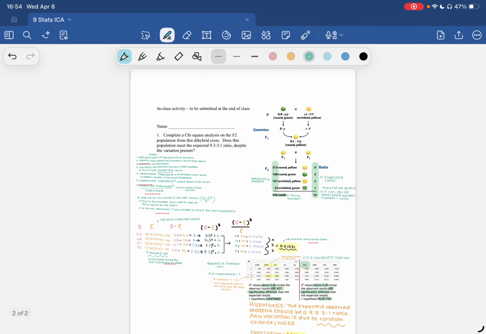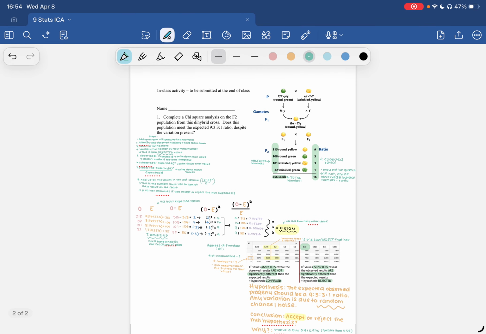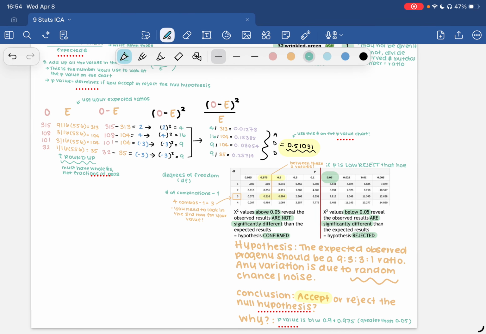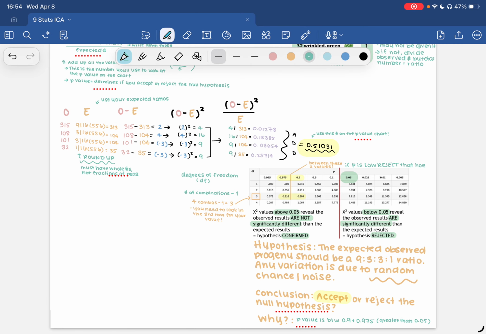Alrighty, and then here's a cleaner but pretty similar version. Again, just practice doing the chart, the O, E, O minus E squared, O minus E squared divided by E. Just kind of practice that. Make sure you are able to fill out the chart, fill out the different values, keep your math pretty organized, round up, and don't forget that degree of freedom, because that will be important when you're looking at your p-values.